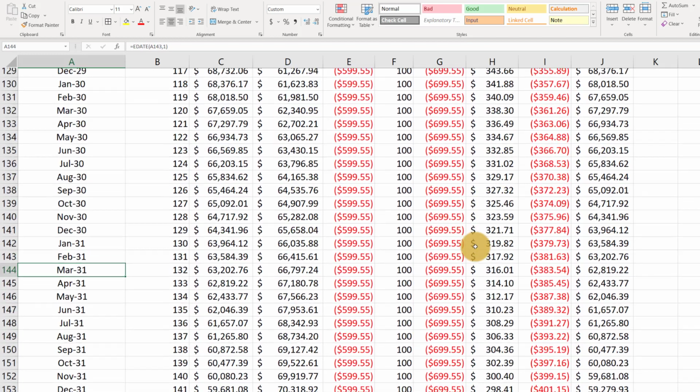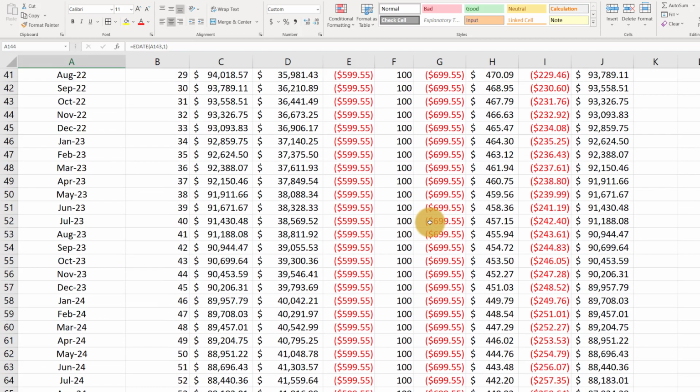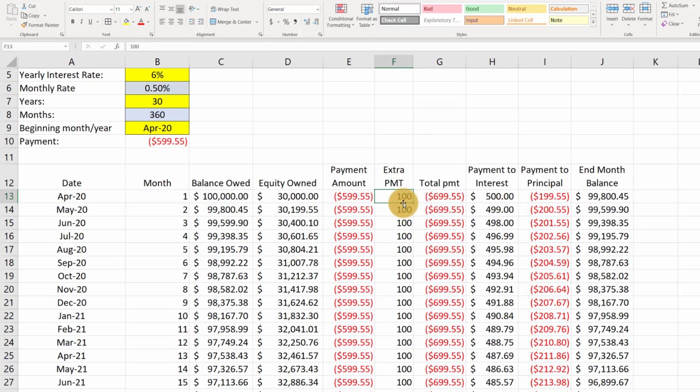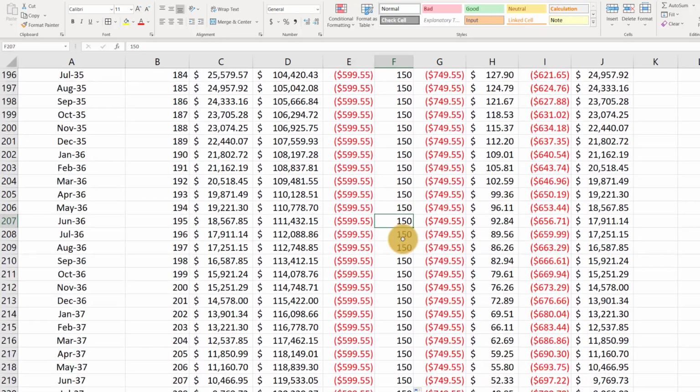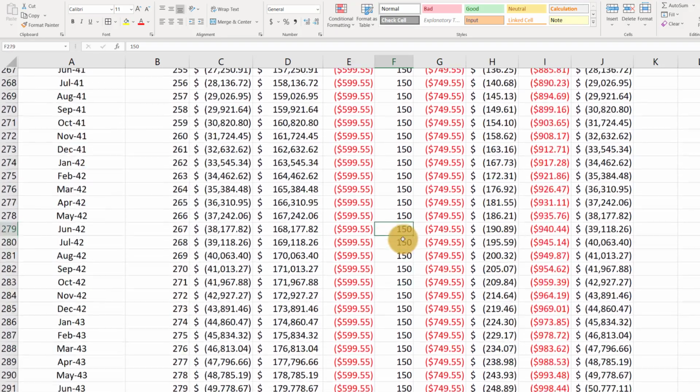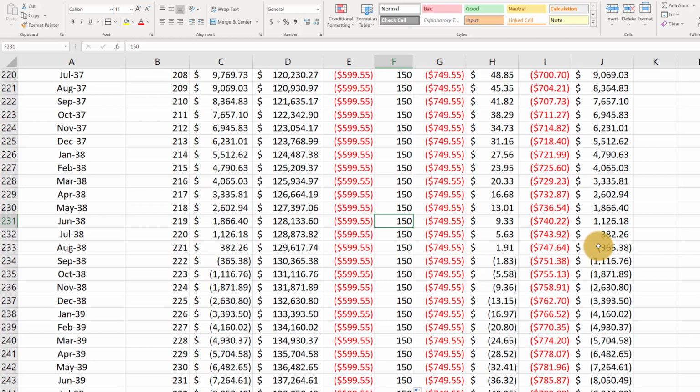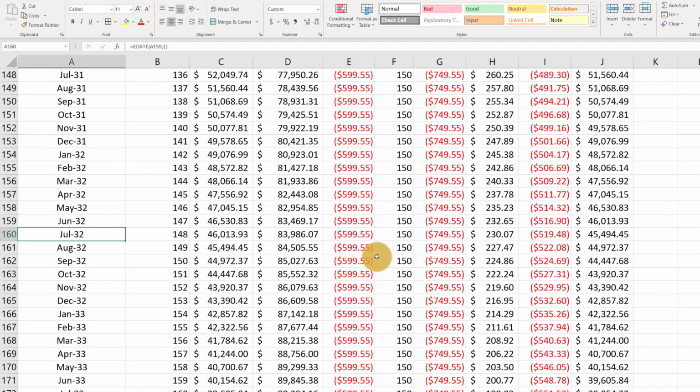What if we wanted to do this even sooner? What if it was $150 a month? Click this cell, click that little fill handle. It'll automatically copy it down. So instead of taking 21 years, let's see, it looks like it would take about 18 years, right? So this is a good way to see, should I pay extra toward my mortgage?